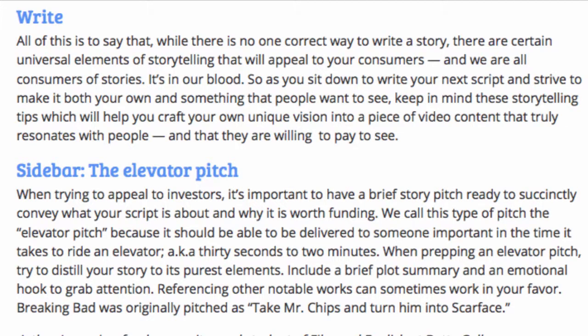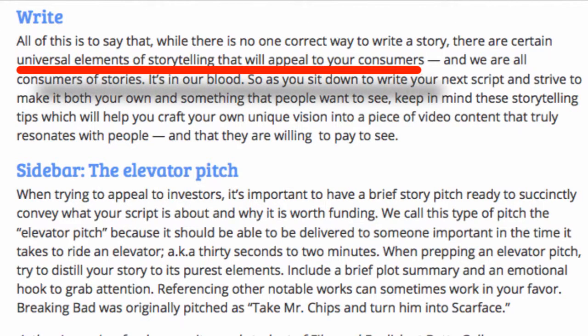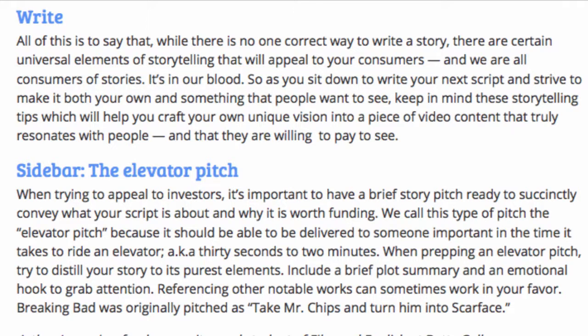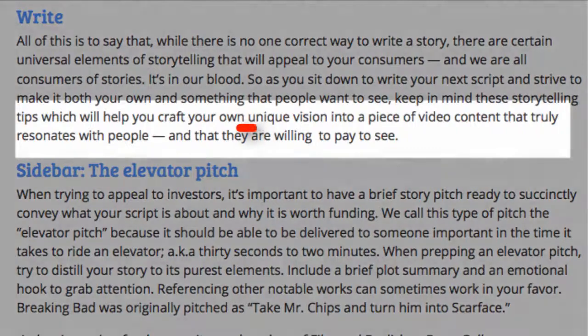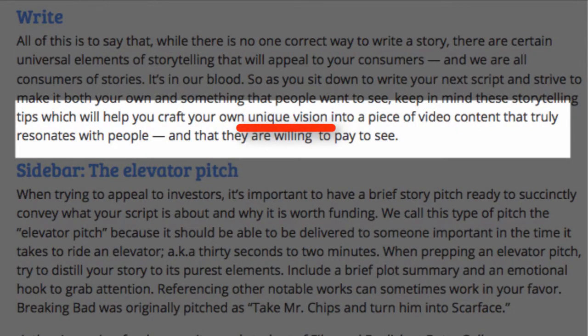Right. All of this is to say that while there is no one correct way to write a story, there are certain universal elements of storytelling that will appeal to your consumers, and we are all consumers of stories. It's in our blood. So as you sit down to write your next script and strive to make it both your own and something that people will want to see, keep in mind these storytelling tips which will help you craft your own unique vision into a piece of video content that truly resonates with people, and that they are willing to pay and see.